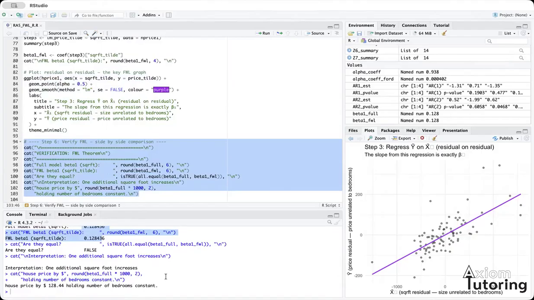Okay, so this is quite straightforward and easy, and you can replicate this code with any data set that you wish to. Ultimately, what you have to take away from here is that whether you are using the full model or the residualized version, the coefficient in both regressions is going to be exactly the same.